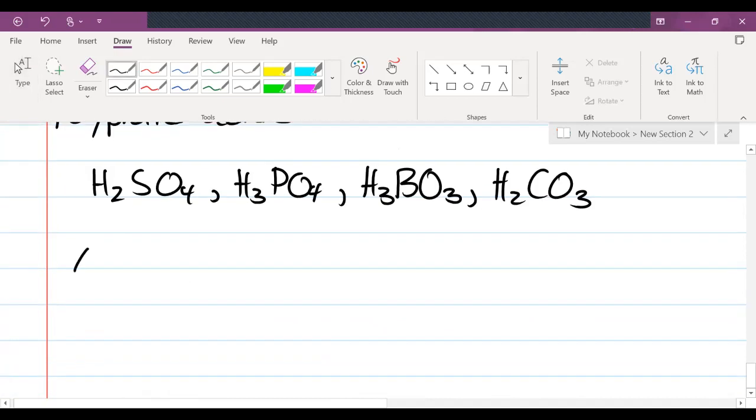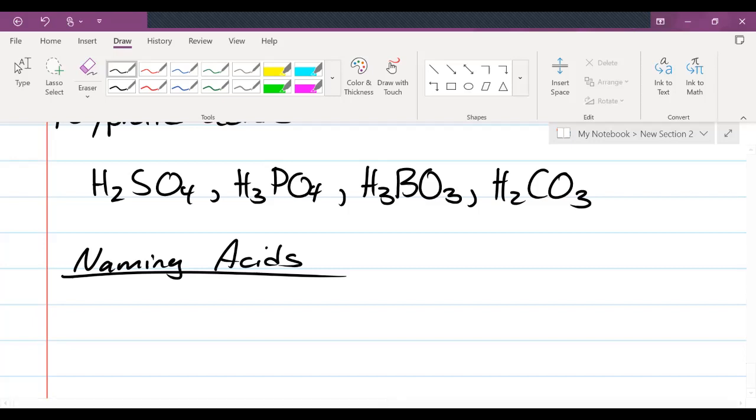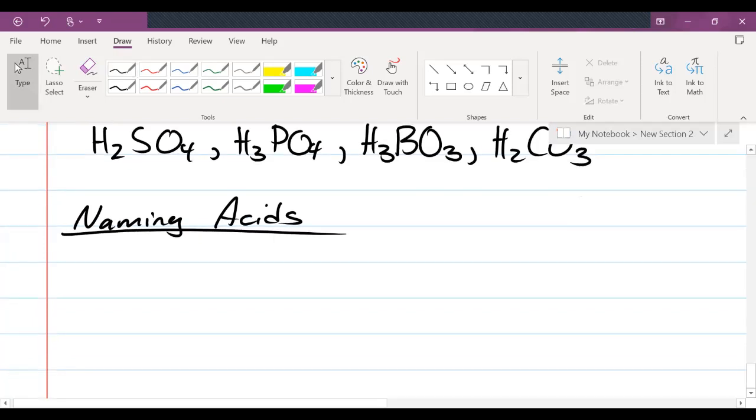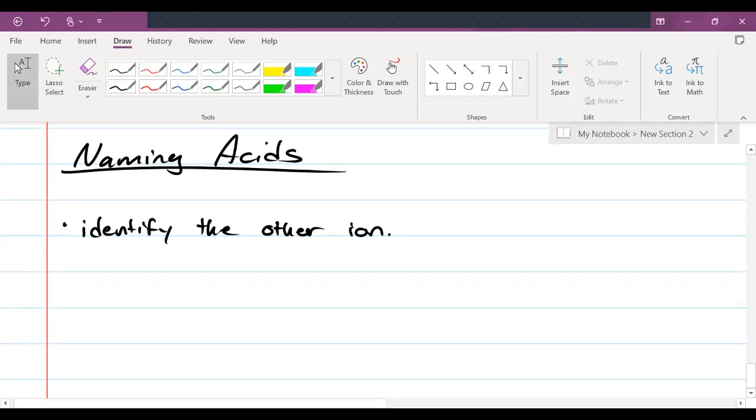Now to finish off today's class, this is hopefully going to be a review and nothing new. Naming acids. This is going to be pretty important. There are two different ways in which you can name an acid, and what you have to do is identify the other ion. You're like, what do you mean identify the other ion?